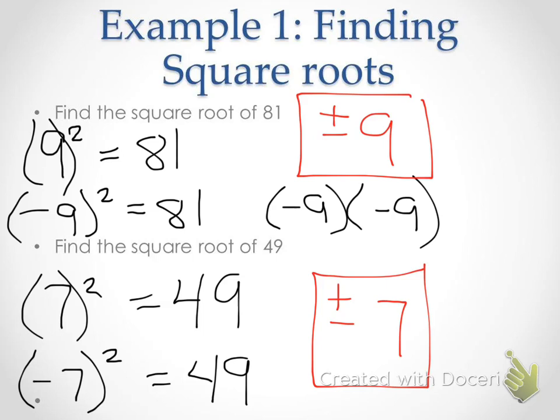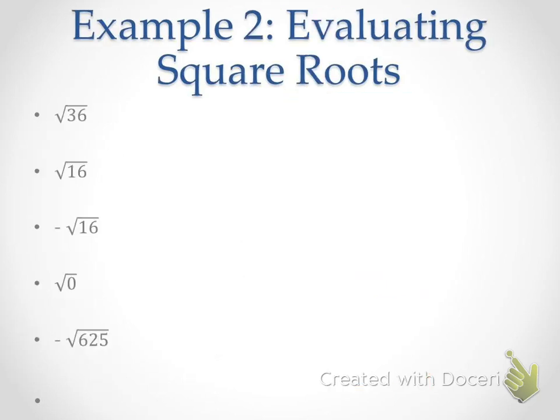Okay, now in example 2, we're evaluating square roots. Now a radical sign, what's my radical? It's the square root symbol. In and of itself, it is positive. Okay, so if I see a radical with a number under it, I know that I'm taking the positive square root unless there is a negative in front of it.